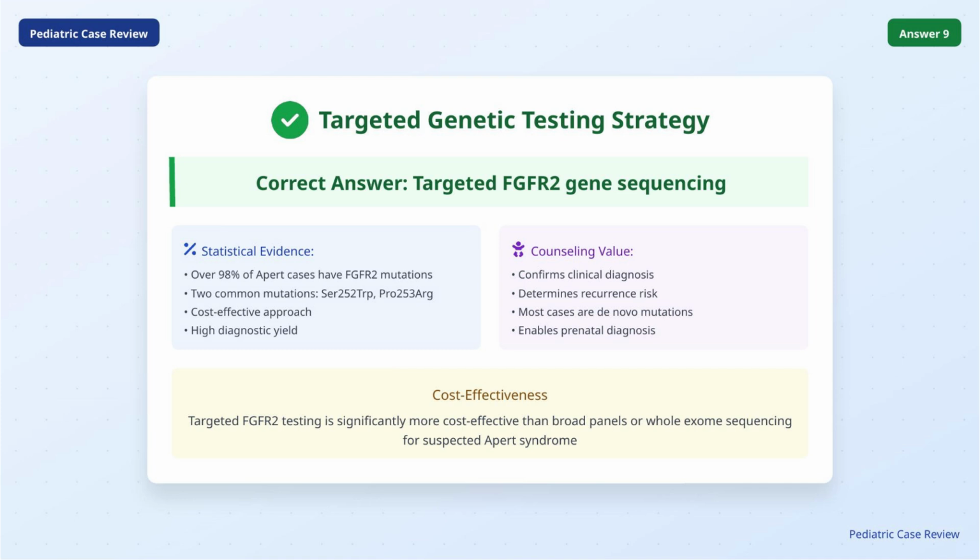Over 98% of Apert syndrome cases result from fibroblast growth factor receptor 2 mutations, with 2 specific mutations accounting for most cases. This targeted approach is cost-effective and provides valuable information for genetic counseling regarding recurrence risk in future pregnancies.